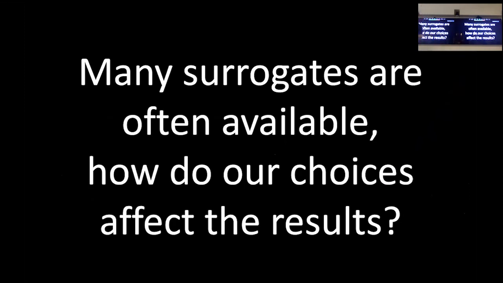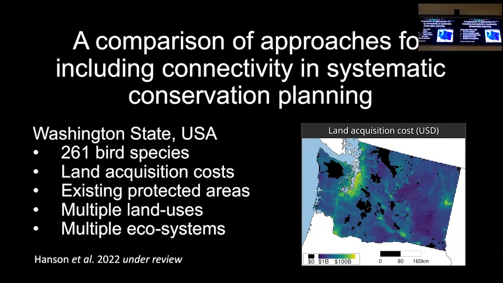Okay, so we've looked at lots of different surrogates and we've talked about how they compare. But if we use different surrogates, how does that affect our conservation plans? In one of the papers I'm working on now, we're looking at different approaches for incorporating connectivity in conservation planning. Lots of different ways have been developed to account for connectivity when developing spatial prioritizations. We wanted to see whether different approaches meaningfully alter your prioritization when you consider all the other stuff you normally consider.